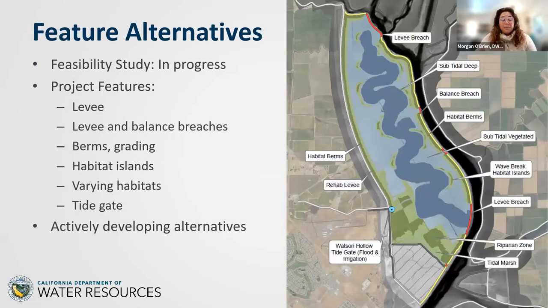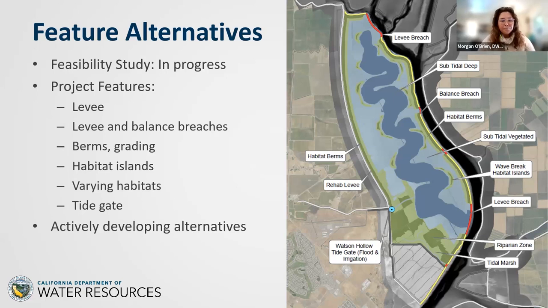The project is currently in the feasibility phase, and that portion will be wrapping up this summer. The team has done a lot of work, and it's looking really promising as far as the options that we have to consider. The proposed project currently has a number of features under consideration that include levee rehabilitation to address past performance concerns and to bring the levee up to current design standards for bypass levee. The design team is looking at creating levee breaches at the north and south ends, along with what we're calling balance breaches between those two to allow for higher tide waters to enter the site between those north and south breaches.